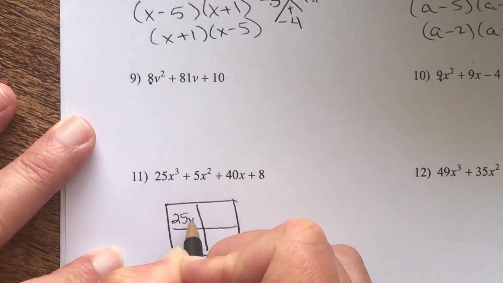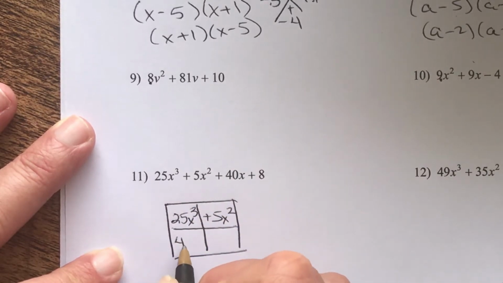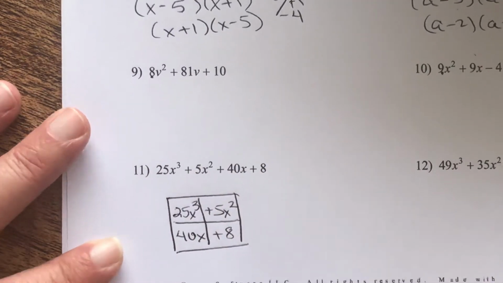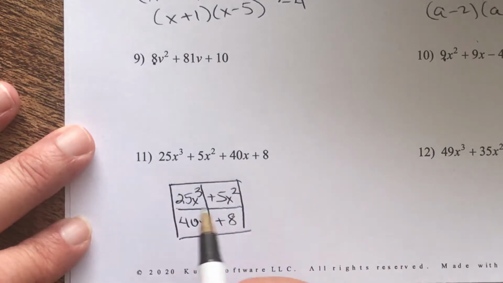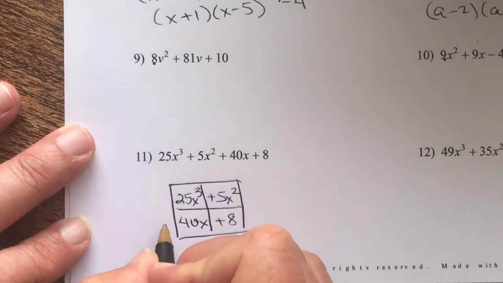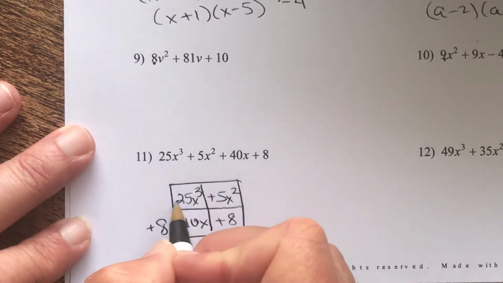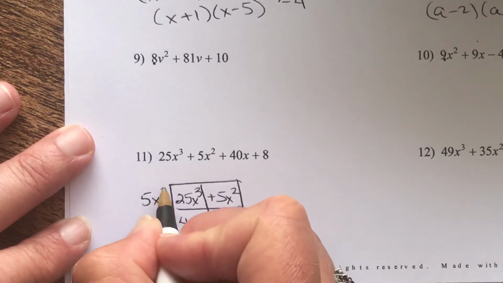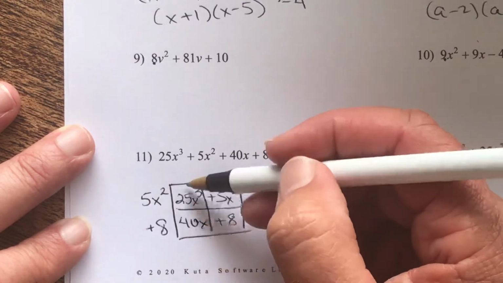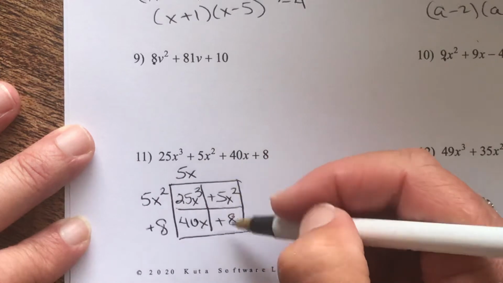So we have 25x cubed plus 5x squared, 40x, and then plus 8. The signs are important, so make sure you incorporate those. And now I'm going to take out a GCF on the columns and the rows. So here I can see I'm taking out an 8. Cool. Positive 8 to be exact. Here I'm going to take out a 5x squared. Here, what can I take out? Looks like it's going to be a 5x. And here they're all positive.